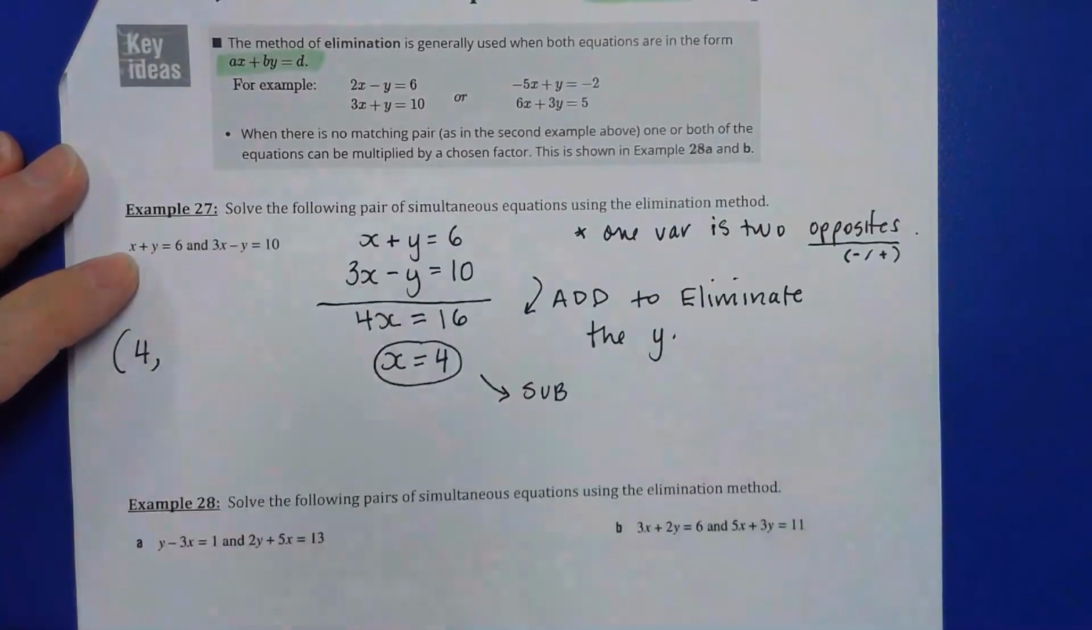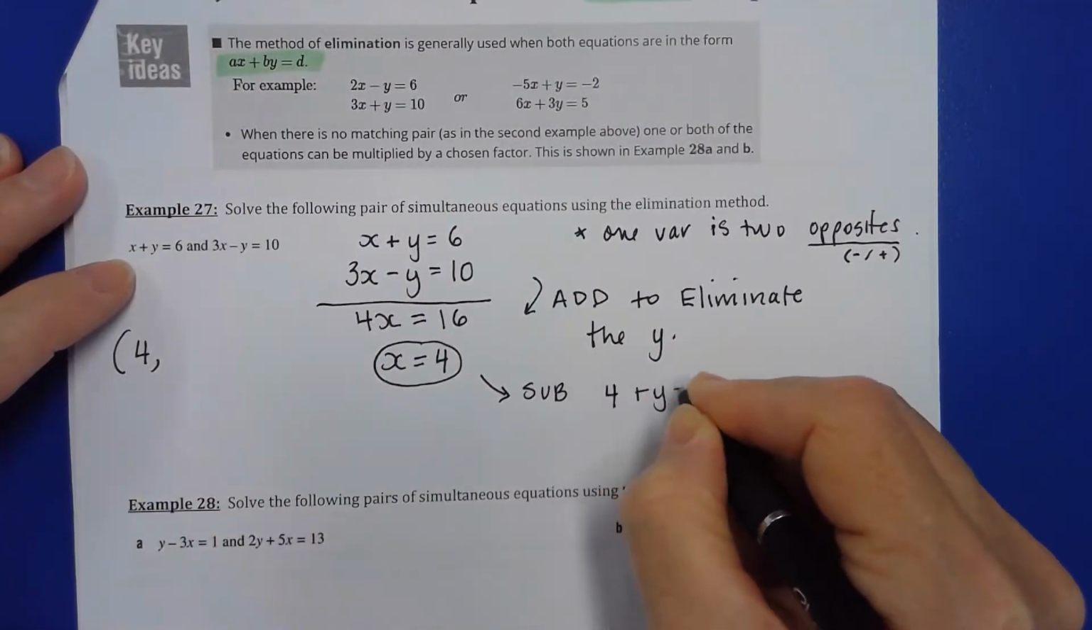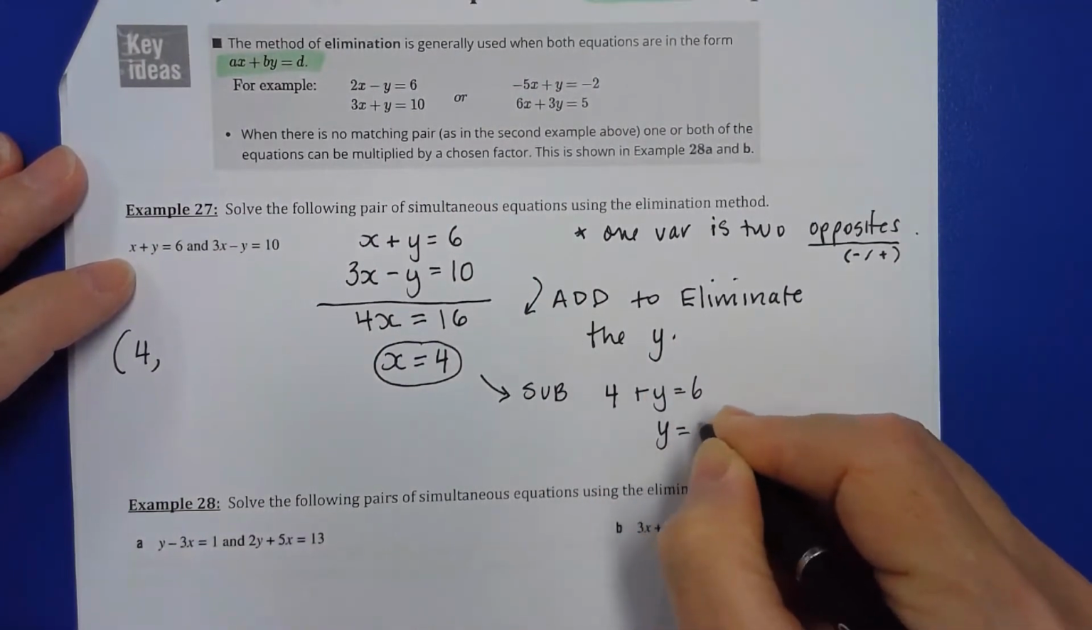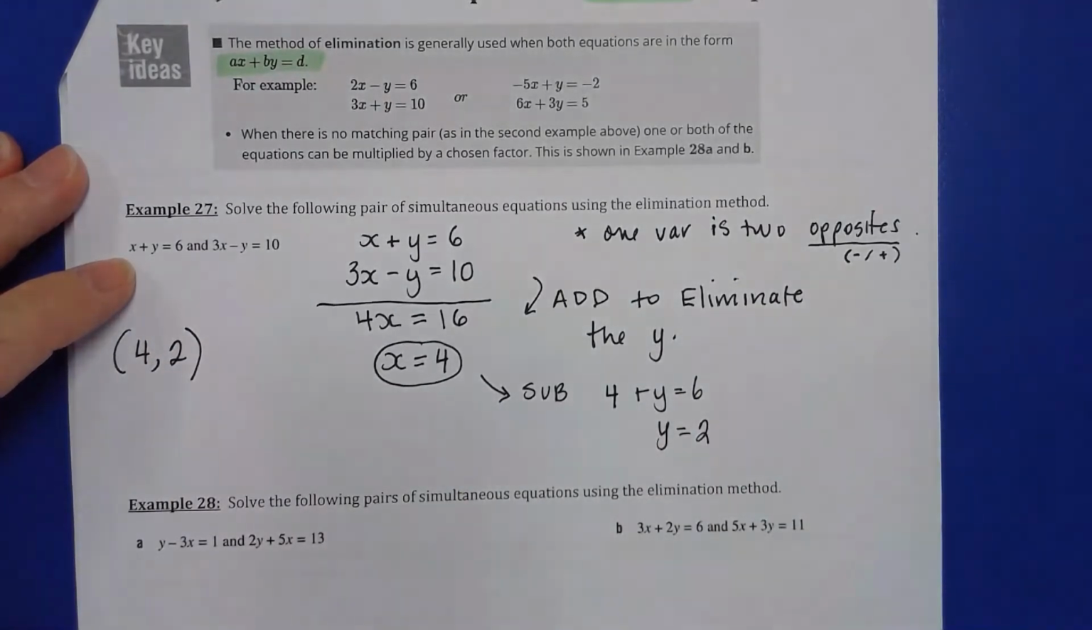Into either equation is fine. I'm going to put it in the first one because it's easier. 4 plus y equals 6, so y is 2. That's the easiest method ever, if you have opposites.